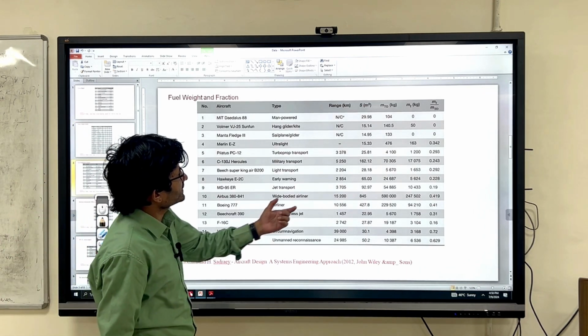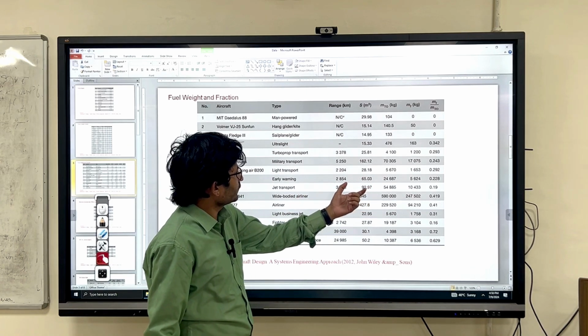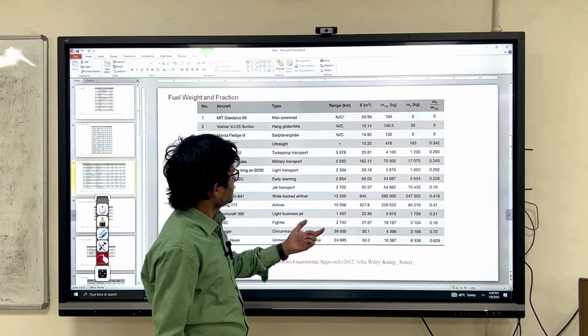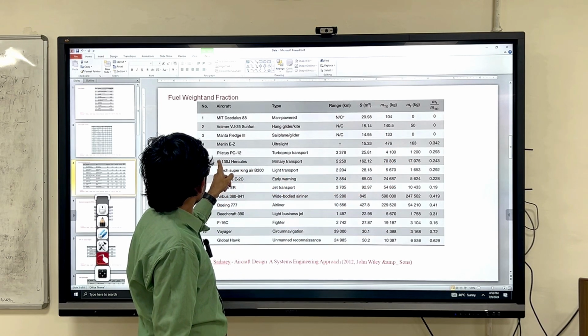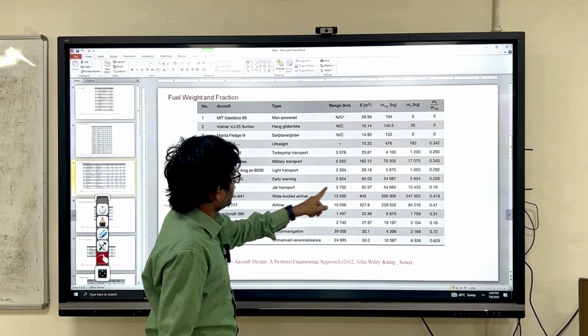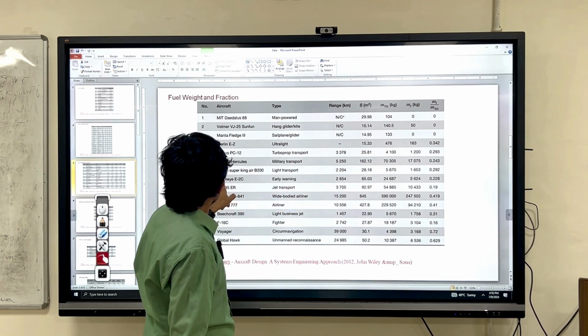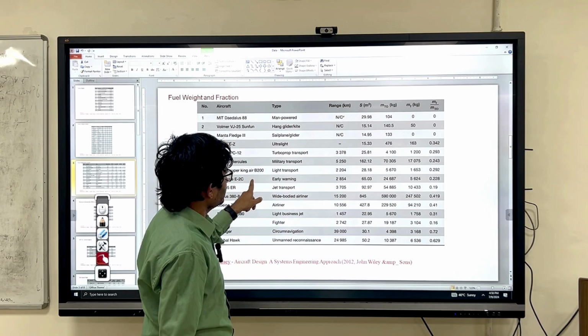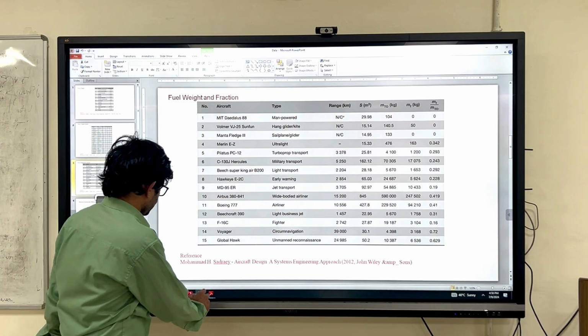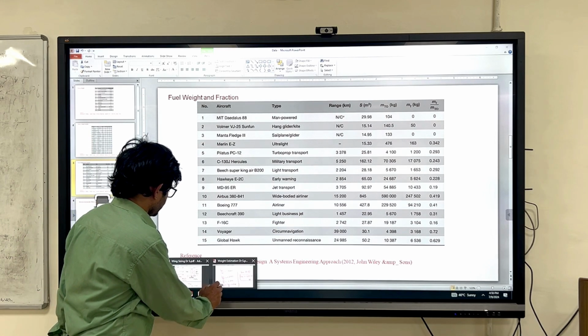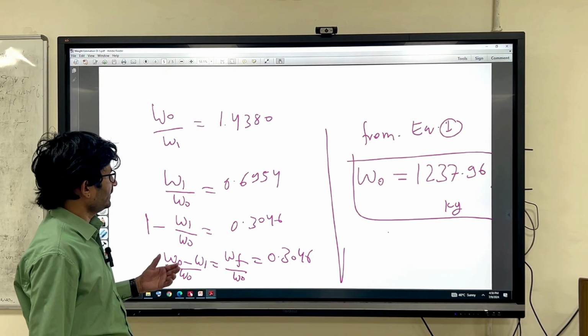So here is the ratio of fuel. You can see that whatever we have calculated so far belongs to the Pilatus PC-12 and also the Beech Super King Air. Perfect. Whatever you calculate, you should also have a feel for that.